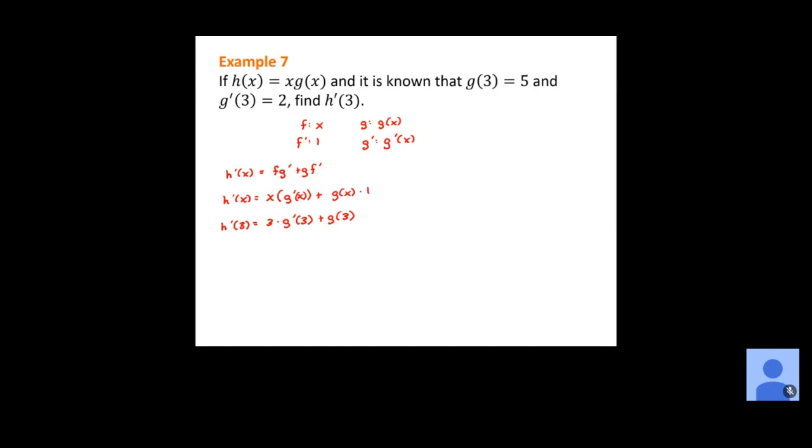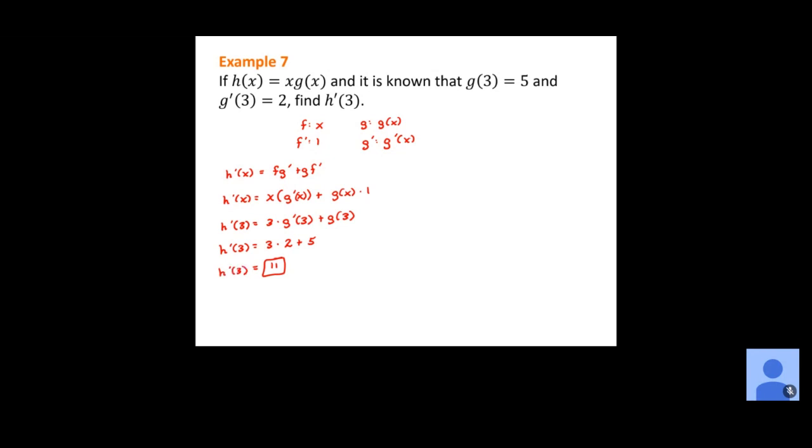Well, looking at the given information now, we know all of this information. So h prime of 3 equals 3 times, what is g prime of 3? 2, right? So I can just put 2 there. And what is g of 3? 5. Now we simplify. 3 times 2 plus 5 is going to give us what? 11, and that is our answer.